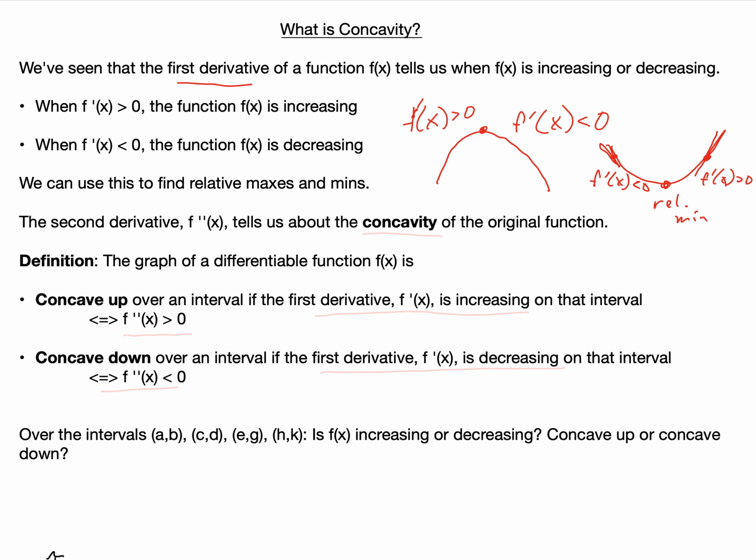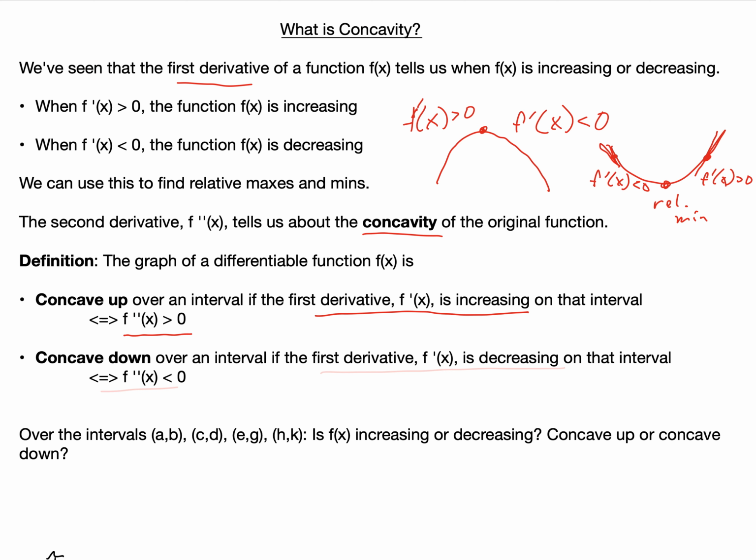Now, what does the second derivative tell us about? It tells us about the concavity of the original function. So one definition of concavity is the following. A function is concave up over an interval if the first derivative, f prime of x, is increasing. So if the derivative is increasing, then it's concave up. And if the first derivative is increasing, that means that the derivative of the derivative, the second derivative, would be greater than 0, because the first derivative is increasing, therefore its derivative, the second derivative, will be positive.